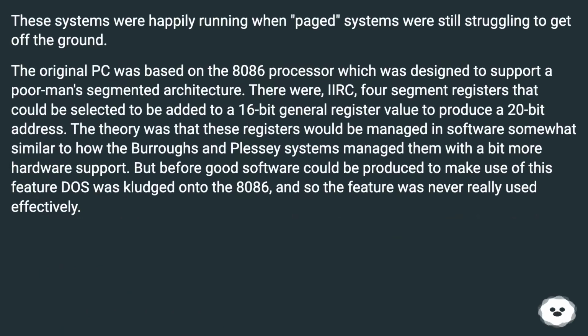The original PC was based on the 8086 processor, which was designed to support a Pullman segmented architecture. There were registers for segment registers that could be selected to be added to a 16-bit general register value to produce a 20-bit address. The theory was that these registers would be managed in software somewhat similar to how the Burroughs and Plessey systems managed them, with a bit more hardware support. But before good software could be produced to make use of this feature, DOS was kludged onto the 8086, and so the feature was never really used effectively.